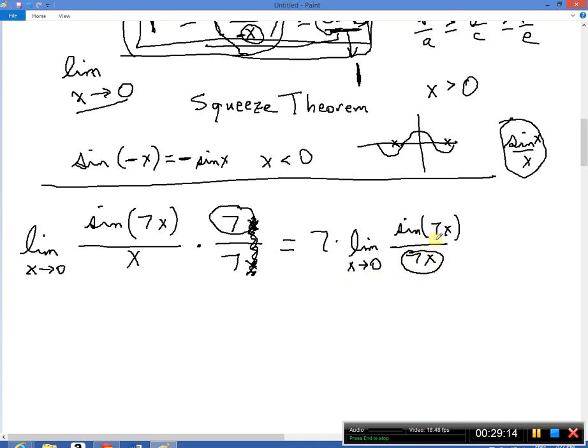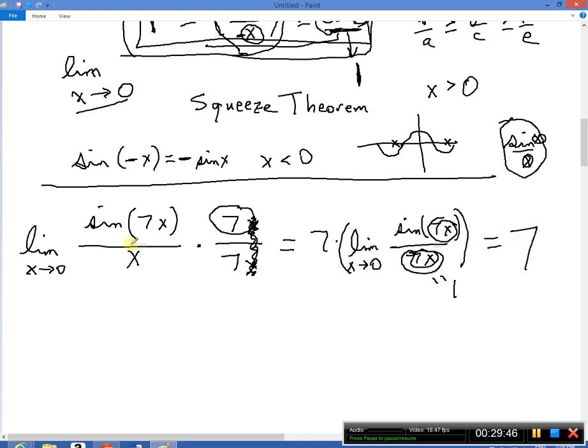7x is also going to 0. So the sine of 7x over 7x is behaving just exactly like sine x over x, because the argument in each case is going to 0. So sine of 7x and 7x are going to 0 in exactly the same way as sine x over x are. Now they're going a little faster, but they're in sync with each other. So this limit turns out to be 1. And so the answer is 7.